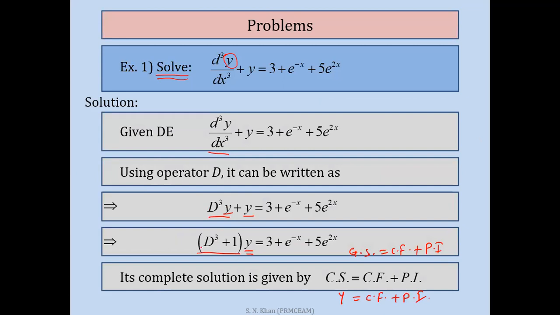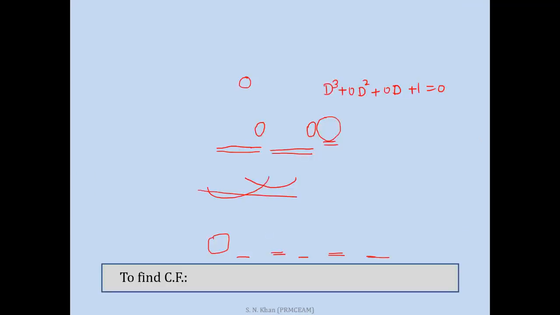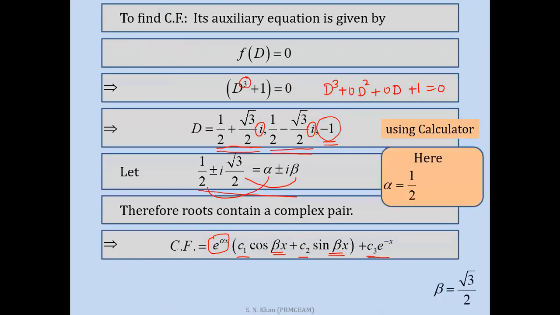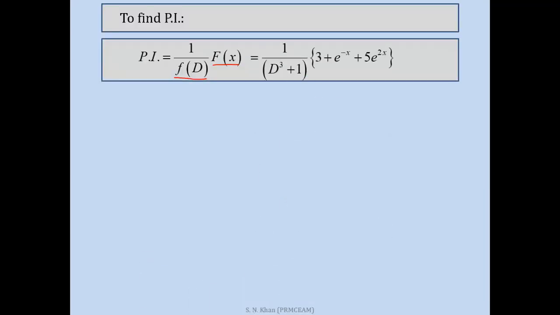Okay, so in given differential equation, here we can see that f(D) is D³ + 1 and capital F of x is the function present on right hand side of the given differential equation: 3 plus e to the power minus x plus 5 times e to the power twice x. So let's substitute these values. Okay, so 1/f(D) now has become 1/(D³ + 1) operating on function capital F of x, that is 3 plus e to the power minus x plus 5 times e to the power twice x. Now 1/(D³ + 1) is operator here and we have to operate this operator inside this bracket.